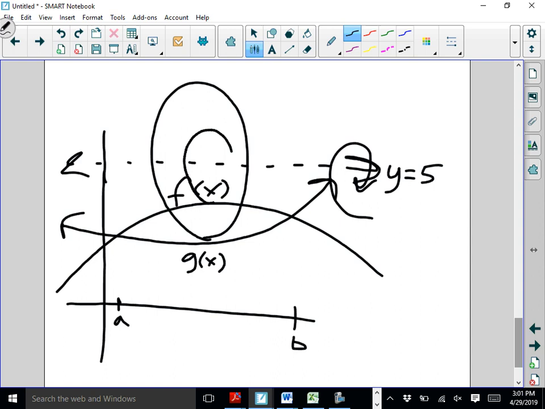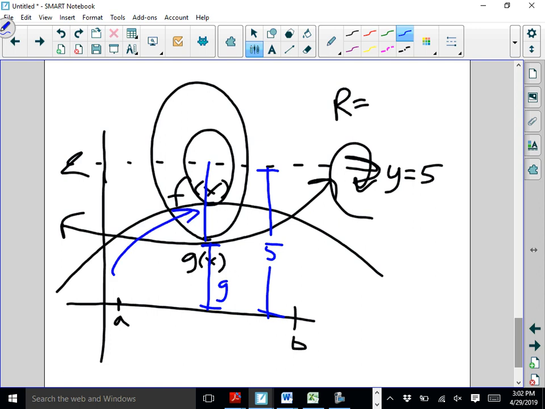So I always like to think to myself, okay, what's going to be my big radius? Well, that distance is my big radius. Okay, but that's not g. This distance right here, that distance is g. This whole distance is 5. So the big radius, the one that I'm actually looking for right here, is 5 take away g.